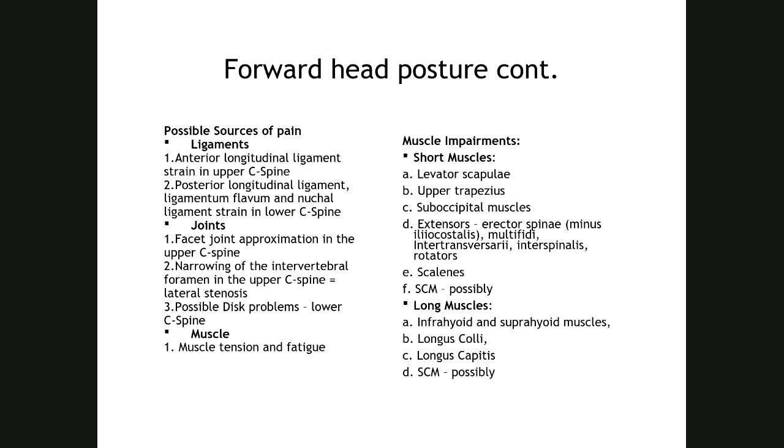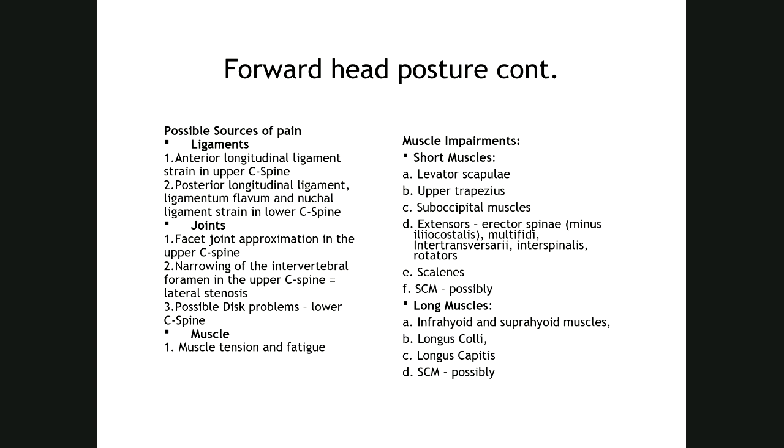lengthened or weakened. So we're going to talk ligaments, we're going to talk joints, and we're going to talk muscles. The joints that can be affected: the facet joints can come closer together in the upper cervical spine, and there can be narrowing of the intervertebral foramen in the upper cervical spine that can lead to lateral stenosis. Okay, there can be possible disc problems in the lower cervical spine. And for the muscles, there's going to be a lot of tension. There's going to be fatigue.